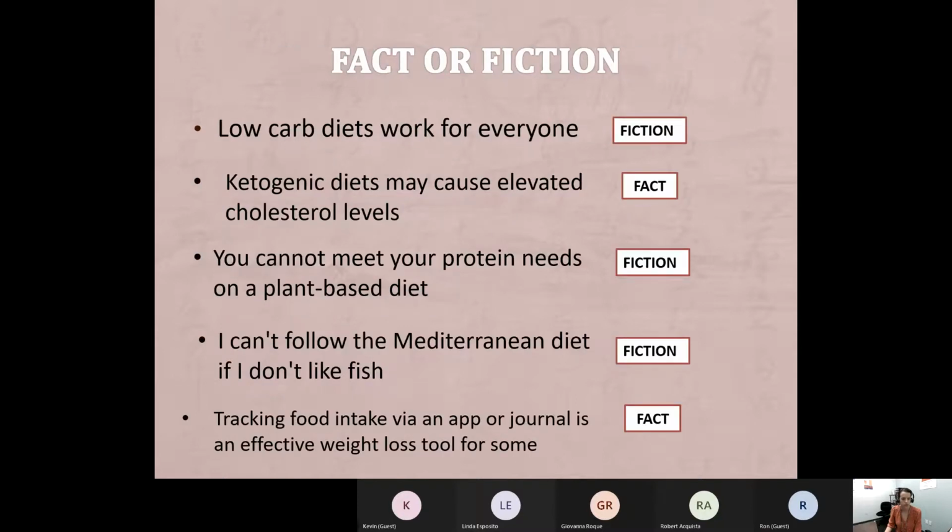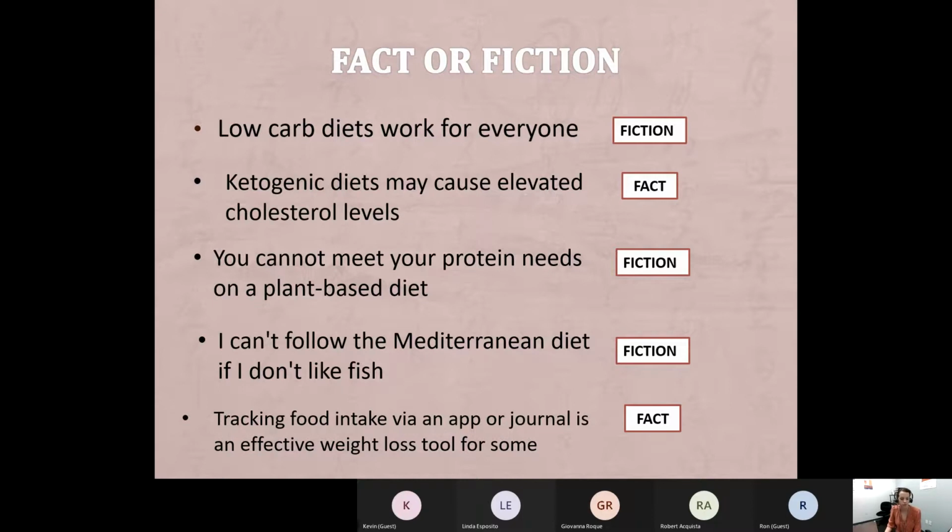So next, low carb diets work for everyone. That is definitely fiction. Low carb diets don't work for everyone, and we'll talk about why. Ketogenic diets may cause elevated cholesterol levels. That is true. Research does show the high fat intake can impact some people's cholesterol. Fact or fiction, you cannot meet your protein needs on a plant-based diet. That is fiction. You absolutely can. It just takes a little bit of planning.